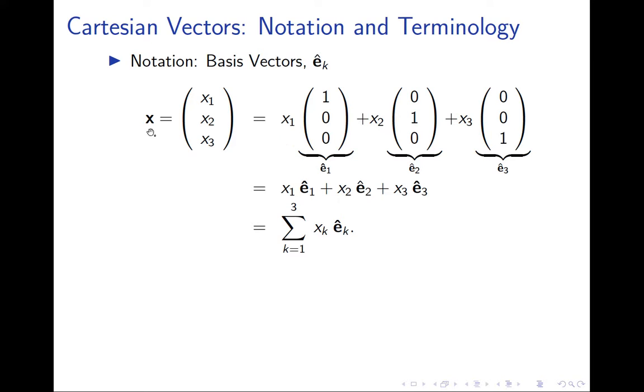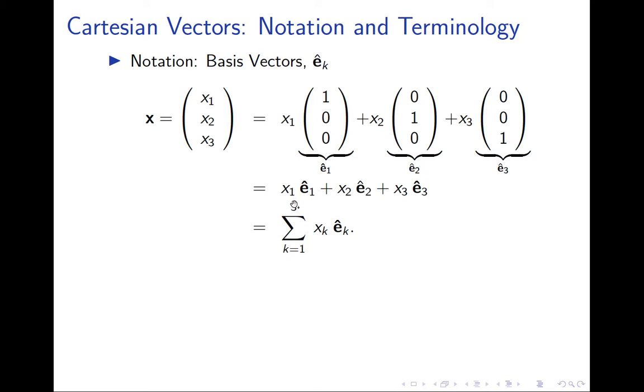So this can be done for arbitrary vectors. The coefficients tell you which particular vector it is. But the basis remains the same for all vectors. The coefficient, the basis expansion coefficient, changes. If we call this vector e1 hat, this is x1 times e1 hat. This is x2 times e2 hat, and then x3 times 0, 0, 1, which we call e3 hat. So this is x3 times e3 hat.